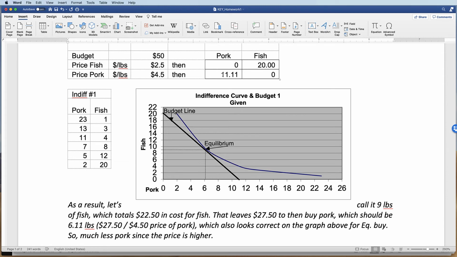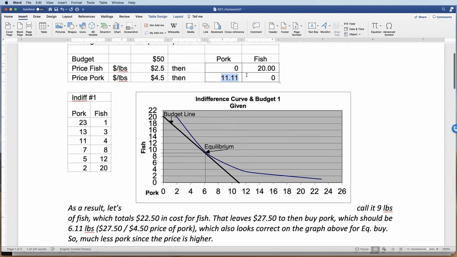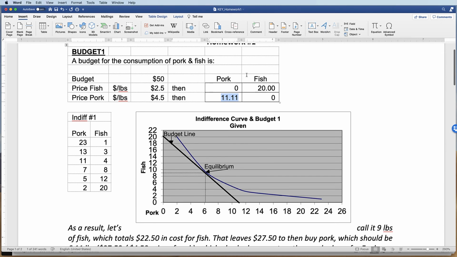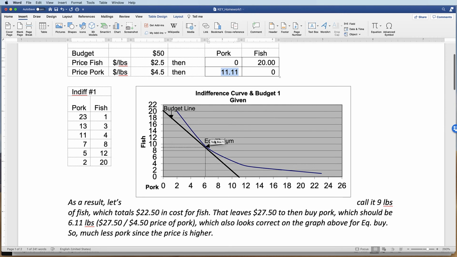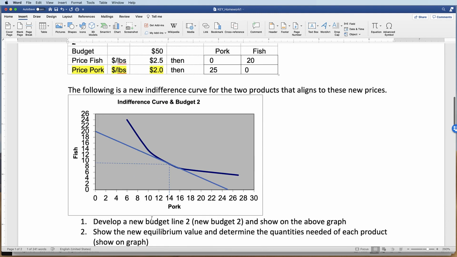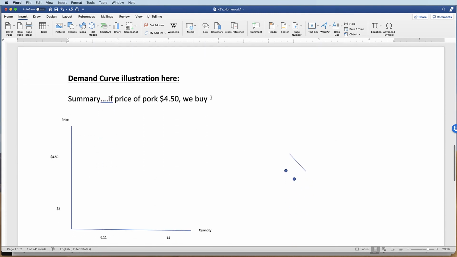Sometimes the mistake is 11.11. Don't forget, that is nothing more than the budget. Equilibrium is what's important, and you want to make sure these quantities balance each other, and we did. The answer was 6.11. That's why I have 6.11 down there in the graph, and that's why we buy 6.11.